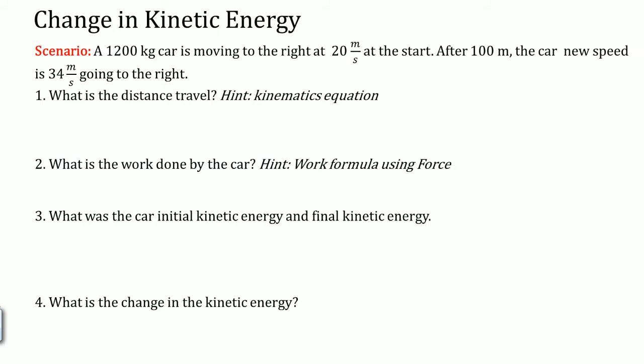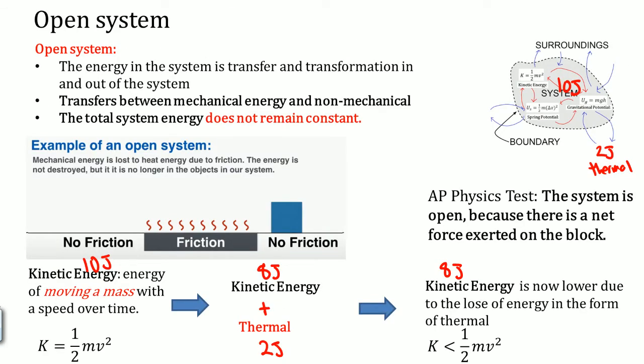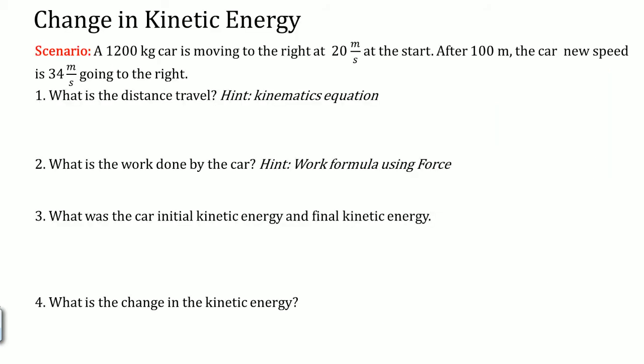Let's see, from this example, we saw that the kinetic energy changed. It was at 10 joules to 8 joules. We're going to see how that works. Here's the scenario. A 1,200 kilogram car is moving to the right at 20 meters per second at the start. After 100 meters, the car's new speed is 34 meters per second going to the right.